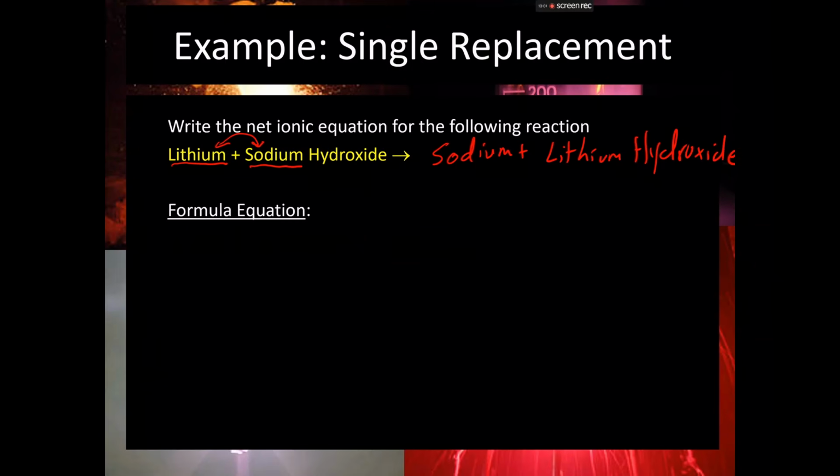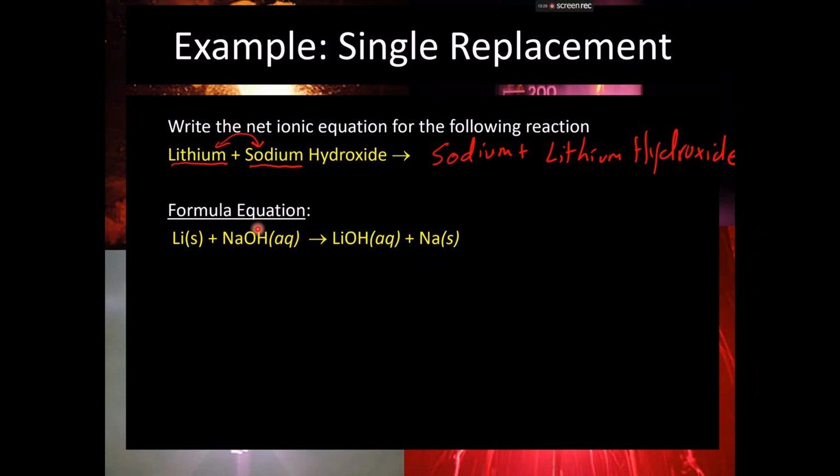So we have sodium and lithium hydroxides. When we put this into a formula equation, we're going to end up with Li solid, because lithium is a solid as an element, plus sodium hydroxide, which is NaOH according to unit 6. So sodium hydroxide. Now, when we check the solubility rules, we can see that sodium hydroxide is going to be aqueous.